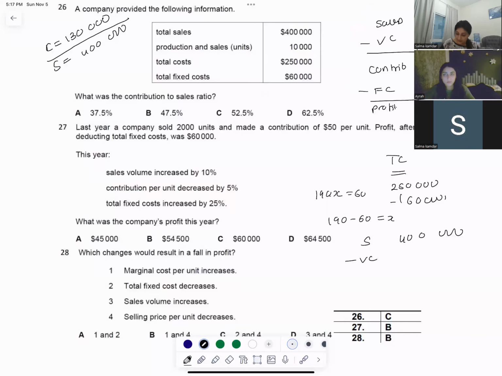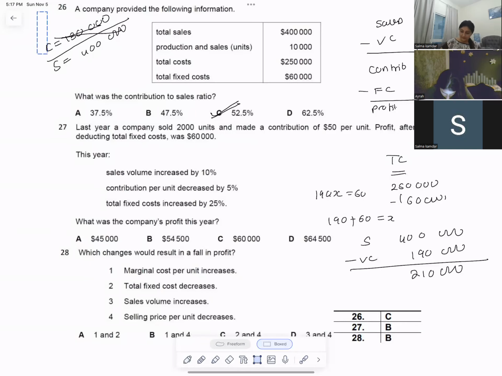What is the variable cost? 190,000. So 400,000 minus 190,000. It's giving 210,000. Okay. So it'll be 210,000 upon 400,000 into 100. 52.5%. Okay. Go to the next one.